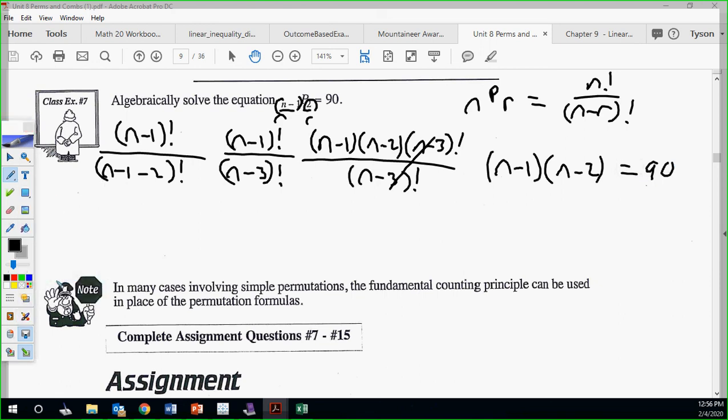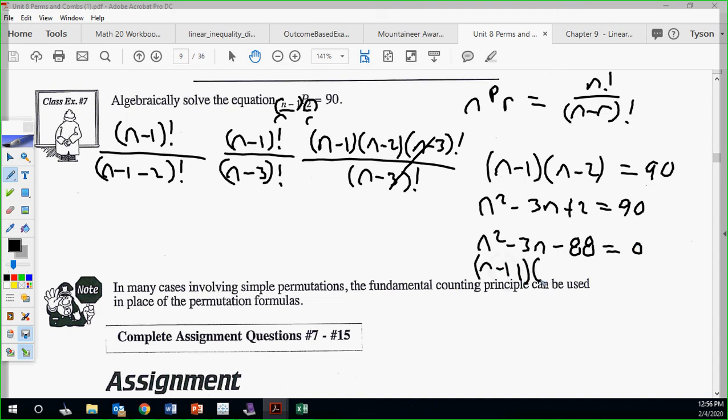Comfortable. Okay, so we got n squared minus 3n plus 2 equals 90. N squared minus 3n minus 88 equals 0. And that factors to 11 and 8. N minus 11, n plus 8 equals 0. So that means this is negative 8. We know we're to reject negative 8 because n has to be a whole number. So n equals 11 is your solution. So 11.